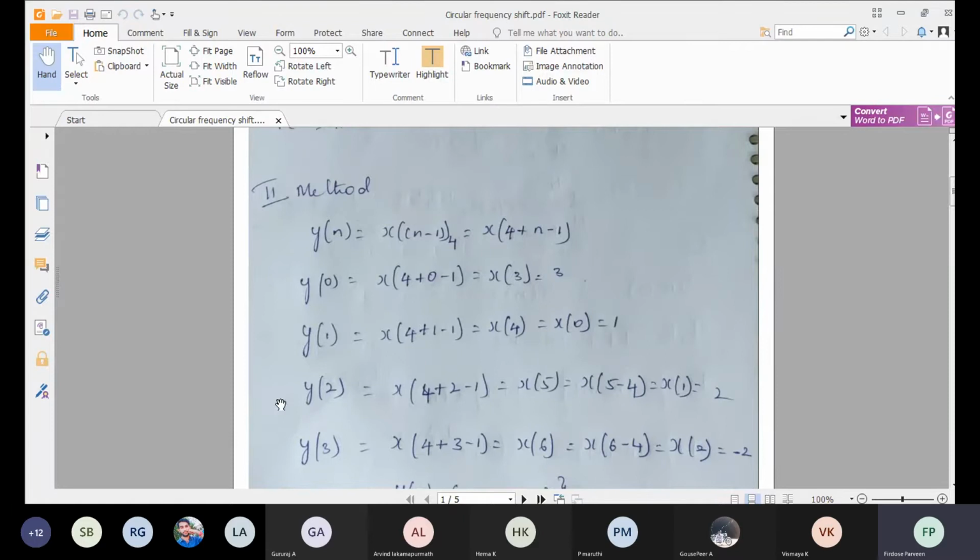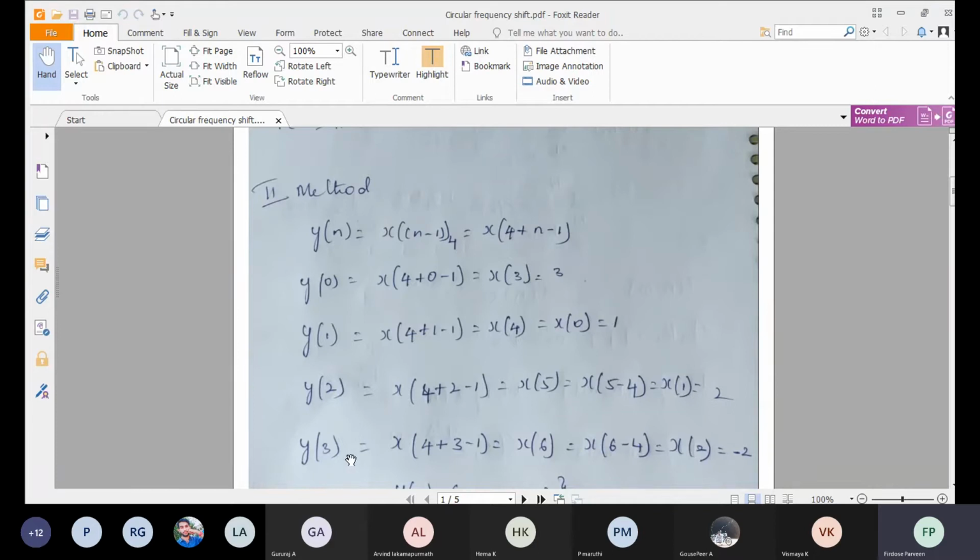In the same way, y of 2 is equal to x of 4 plus 2 minus 1. It is nothing but x of 5. X of 5 is nothing but x of 5 minus 4. Either you can see in the sequence and count, or you can do 5 minus 4, it is nothing but x of 1. X of 1 is what is given in the question, that is 2. So I'll be writing it as 2.